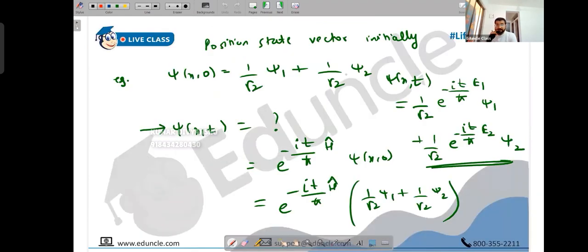Okay, this means that using this time evolution formula, we can get the position vector of any function at time t. Not position vector, it is the position state vector. It means it is the wave function. Yes, you can find the wave function at any time t.